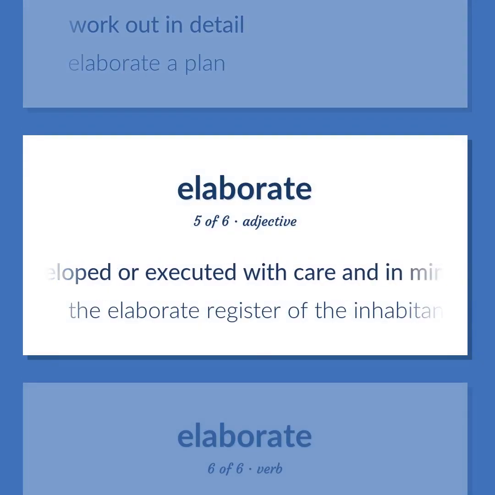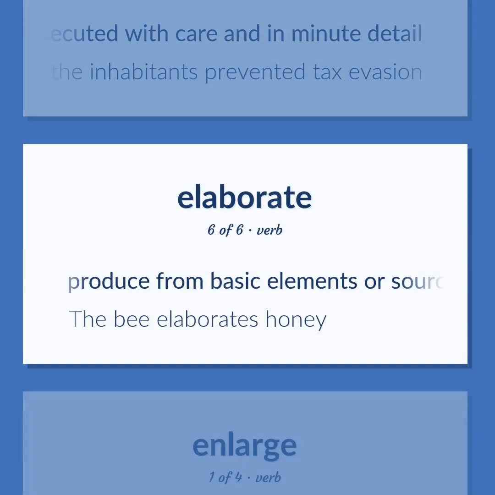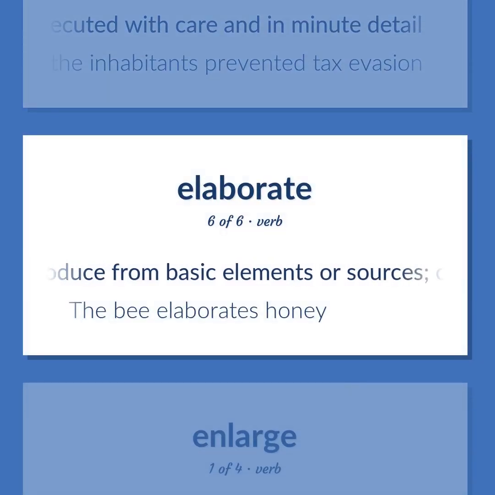Developed or executed with care and in minute detail. The elaborate register of the inhabitants prevented tax evasion. Produce from basic elements or sources, change into a more developed product. The bee elaborates honey.